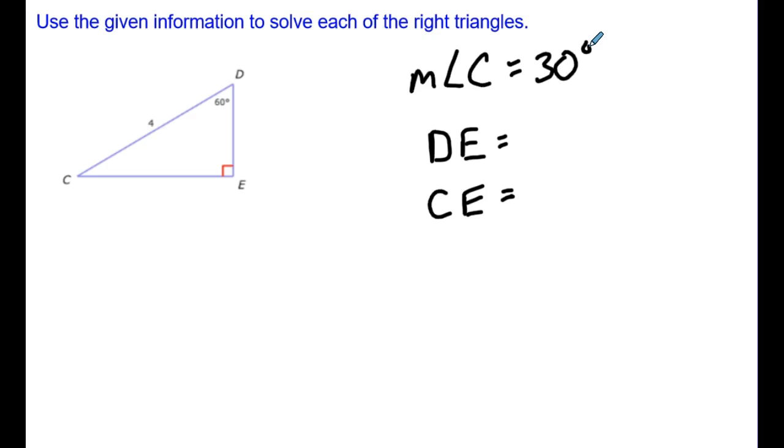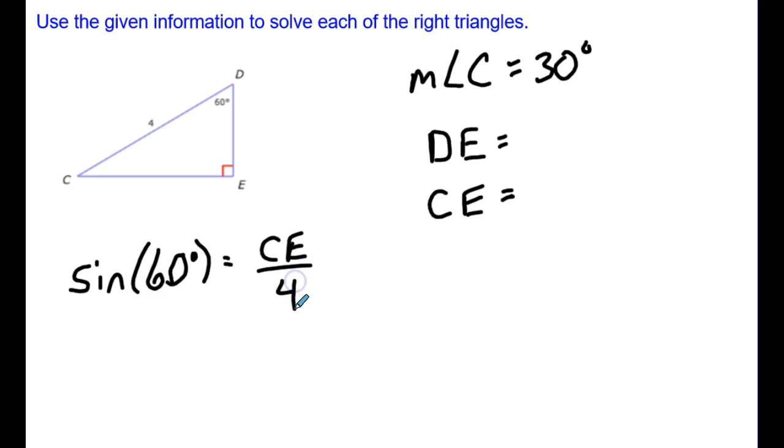I'm going to use angle D as my reference point. So the sine of 60 degrees. We know sine is equal to opposite over hypotenuse, so this will be CE over 4. Now if I want to get CE, that length, isolated by itself, I need to multiply both sides by 4.